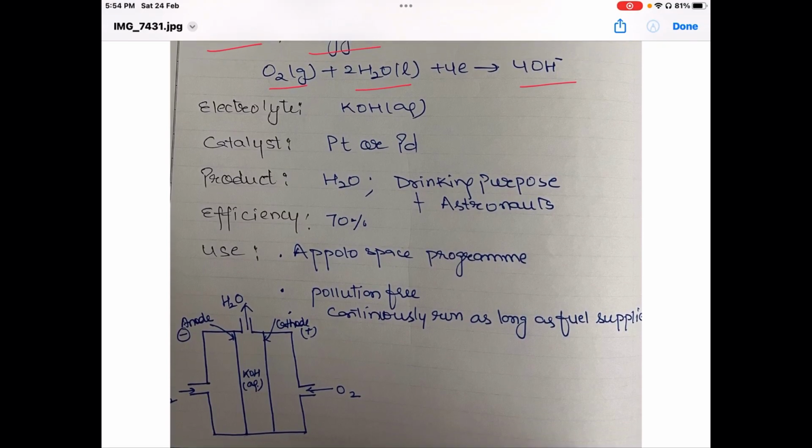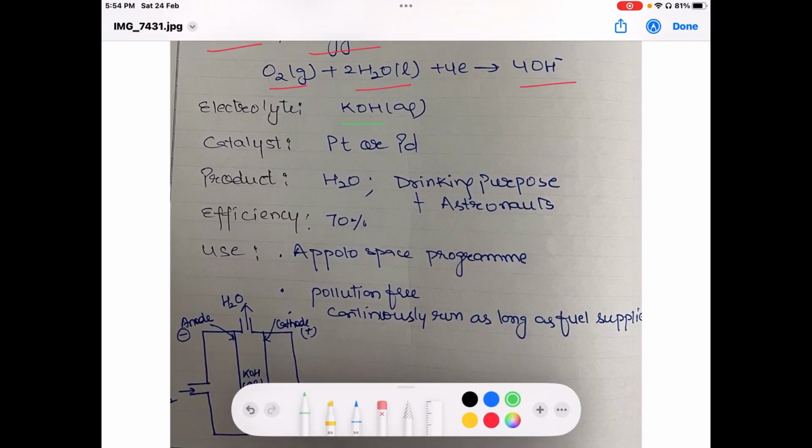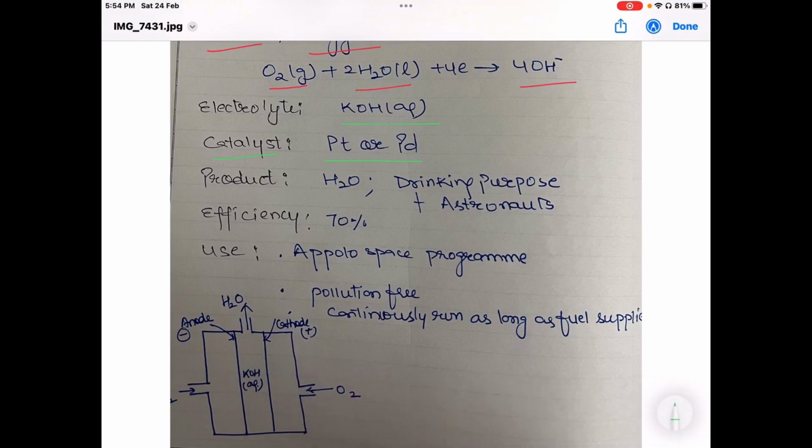The electrolyte used here is aqueous NaOH or KOH. As a catalyst, to accelerate the reaction, we use platinum or palladium, which provides surface area. The product obtained here is water. It is condensed and used for drinking purposes by astronauts. That's why it is used in the Apollo space programs. The efficiency of this cell is 70%. It is pollution free and a continuous source of energy as long as the fuel is supplied.